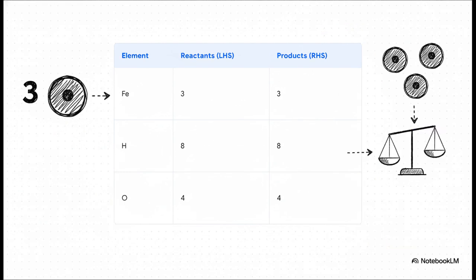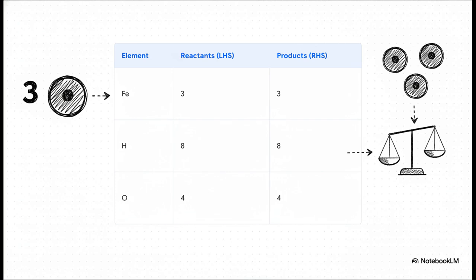All right, the very last piece of the puzzle is iron. This is why we save the single elements for last. They're so easy to fix. We have 3 irons on the right and just 1 lonely iron on the left. So the fix is obvious, right? We just put a 3 in front of the Fe.